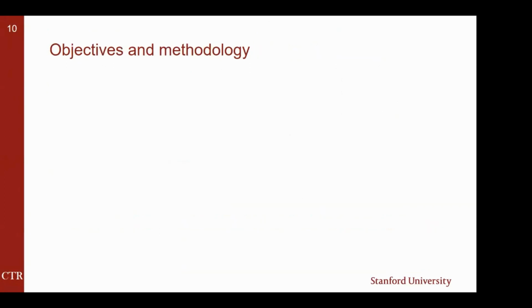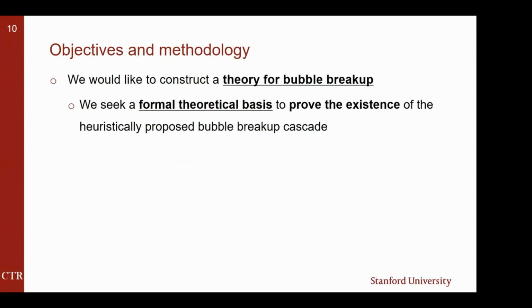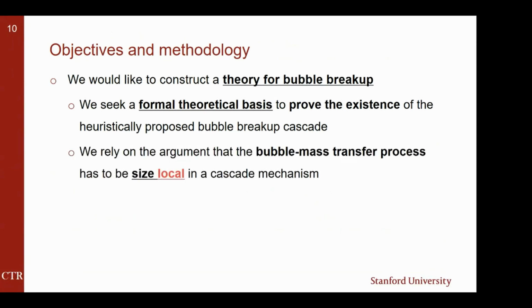So with this in mind, here are the objectives and methodology of this study. We would like to construct a theory for bubble breakup because we want to use this theory to formally prove the existence of this cascade. And as I will mention later, we rely on the argument that the bubble mass transfer from large to small sizes has to be size local.